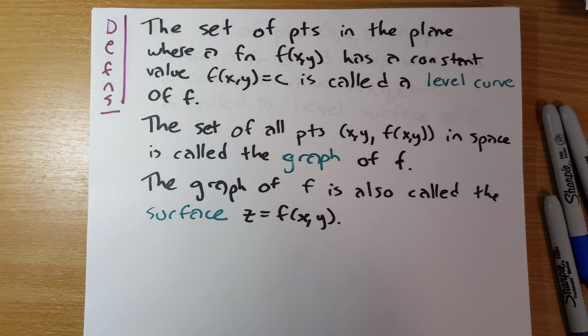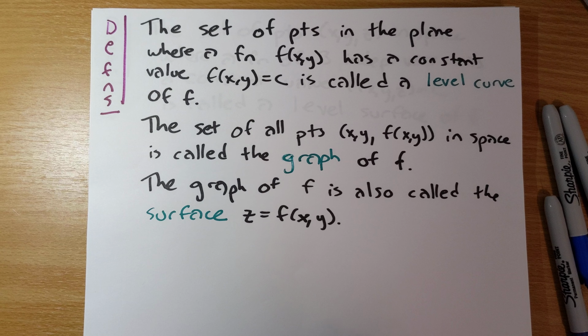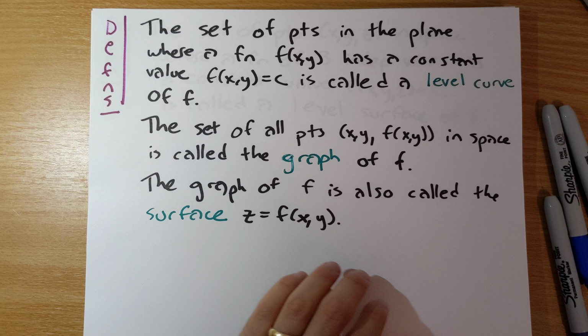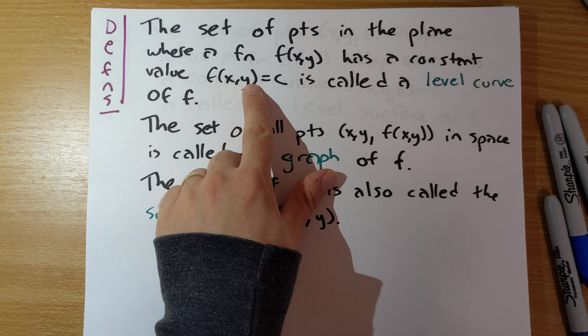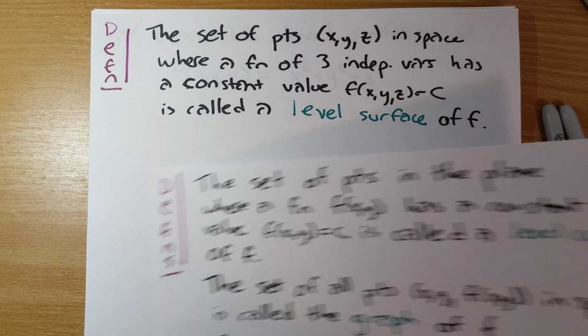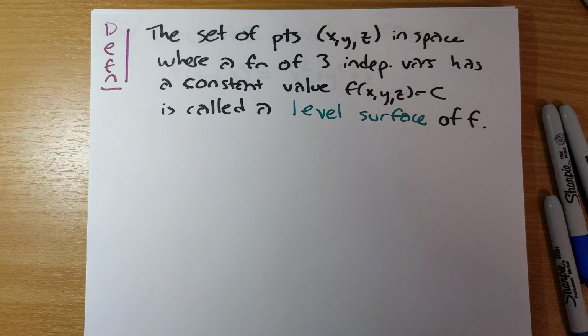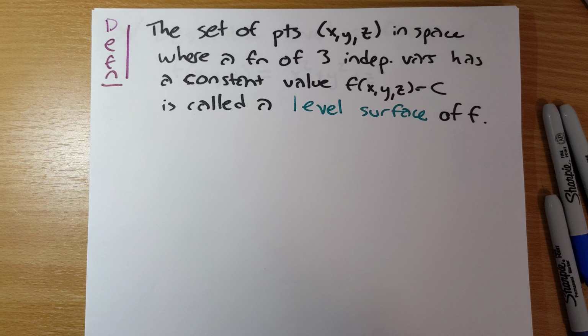So we just spent a lot of time talking about level curves for functions of two variables. Well, let's kick everything up a notch and start talking about functions of three variables. What's the corresponding thing here? Instead of having f of x, y is equal to a constant, we're going to have f of x, y, z is equal to a constant. And so here is our definition. We're going to call this a level surface.